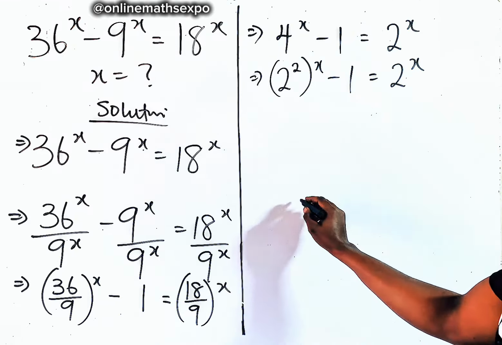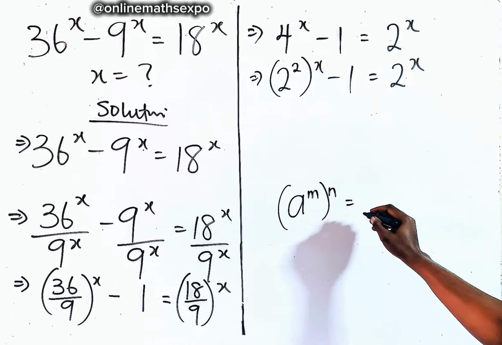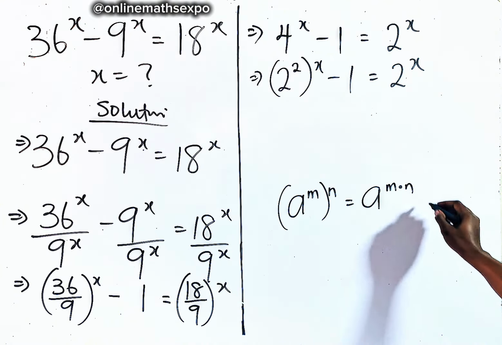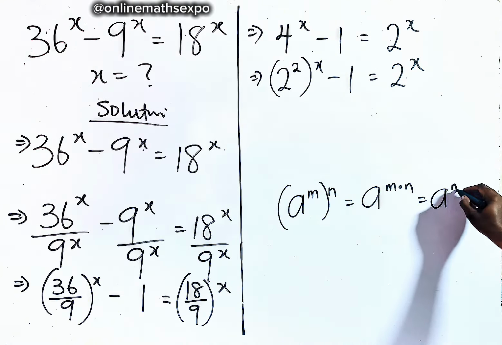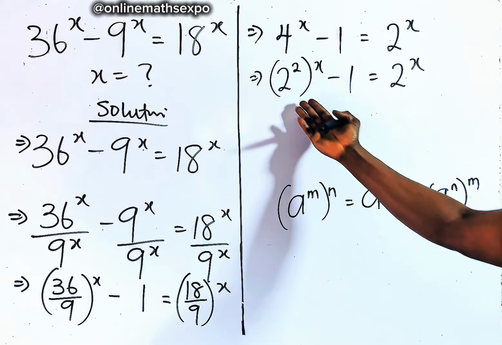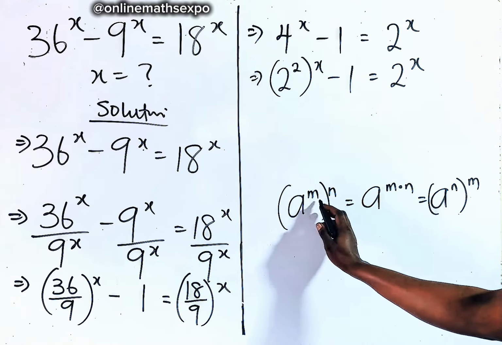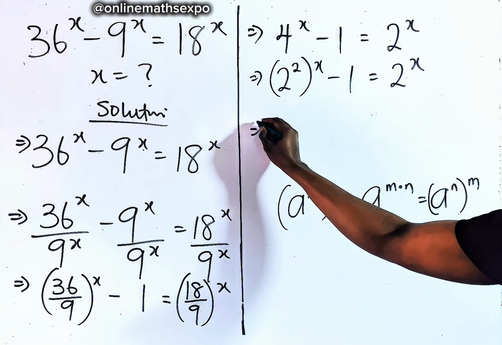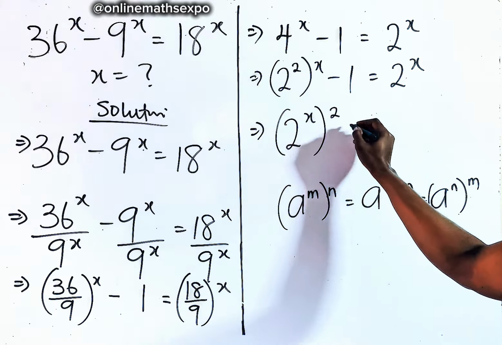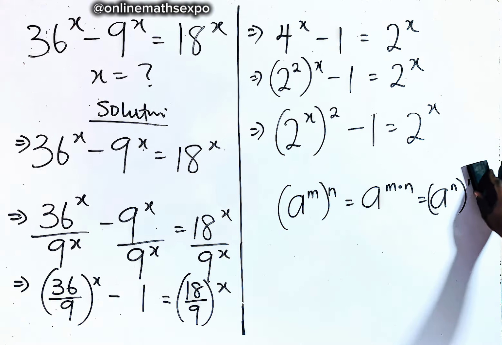Remember also, for every a to the power of m raised to the power n, it is a to the power of m multiplied by n, which is a to the power of n raised to the power of m. Now we can apply this through here. You observe here we switched the powers. Did you see it? So we're going to switch these powers. So we have 2 to the power of x raised to the power 2 minus 1 is 2 to the power of x. What do you do again?